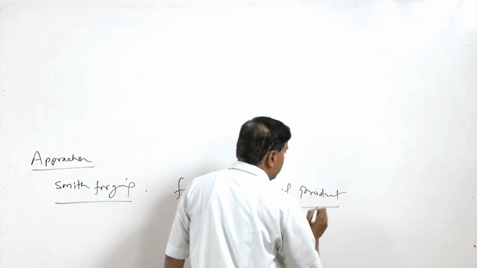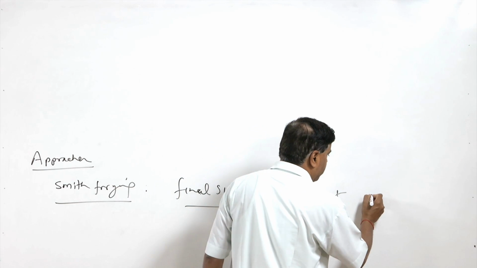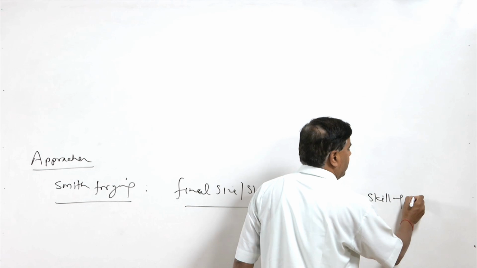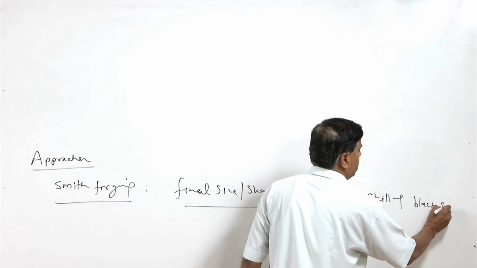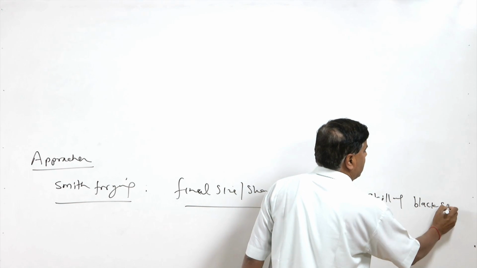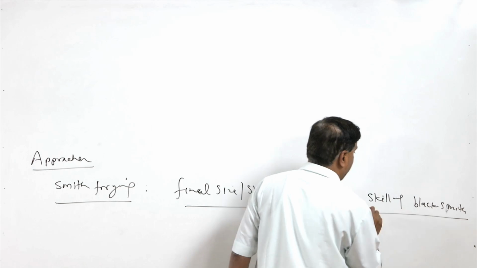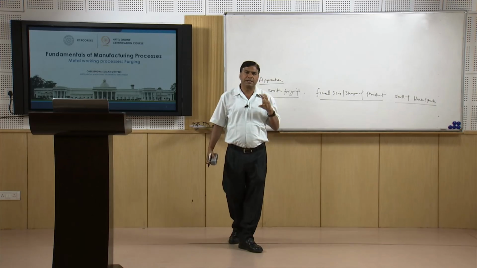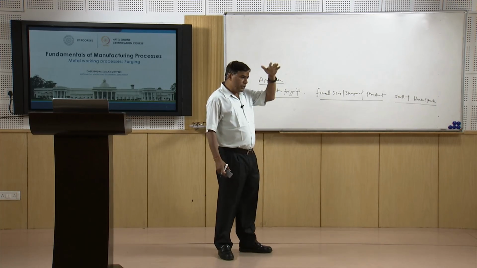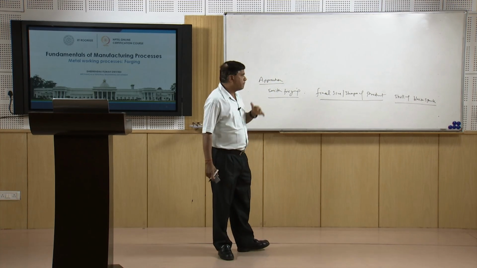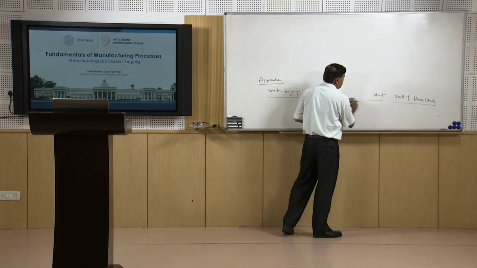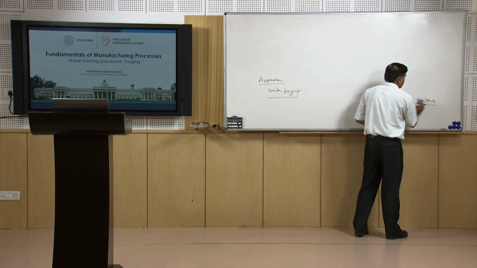and therefore the final size and the shape of the product which is obtained through blacksmithy largely depends upon the skill of the blacksmith, how carefully and how properly he manipulates the flow of the metal due to the continuous impact of the hammer. That is what is regulated in order to achieve the desired size and the shape.